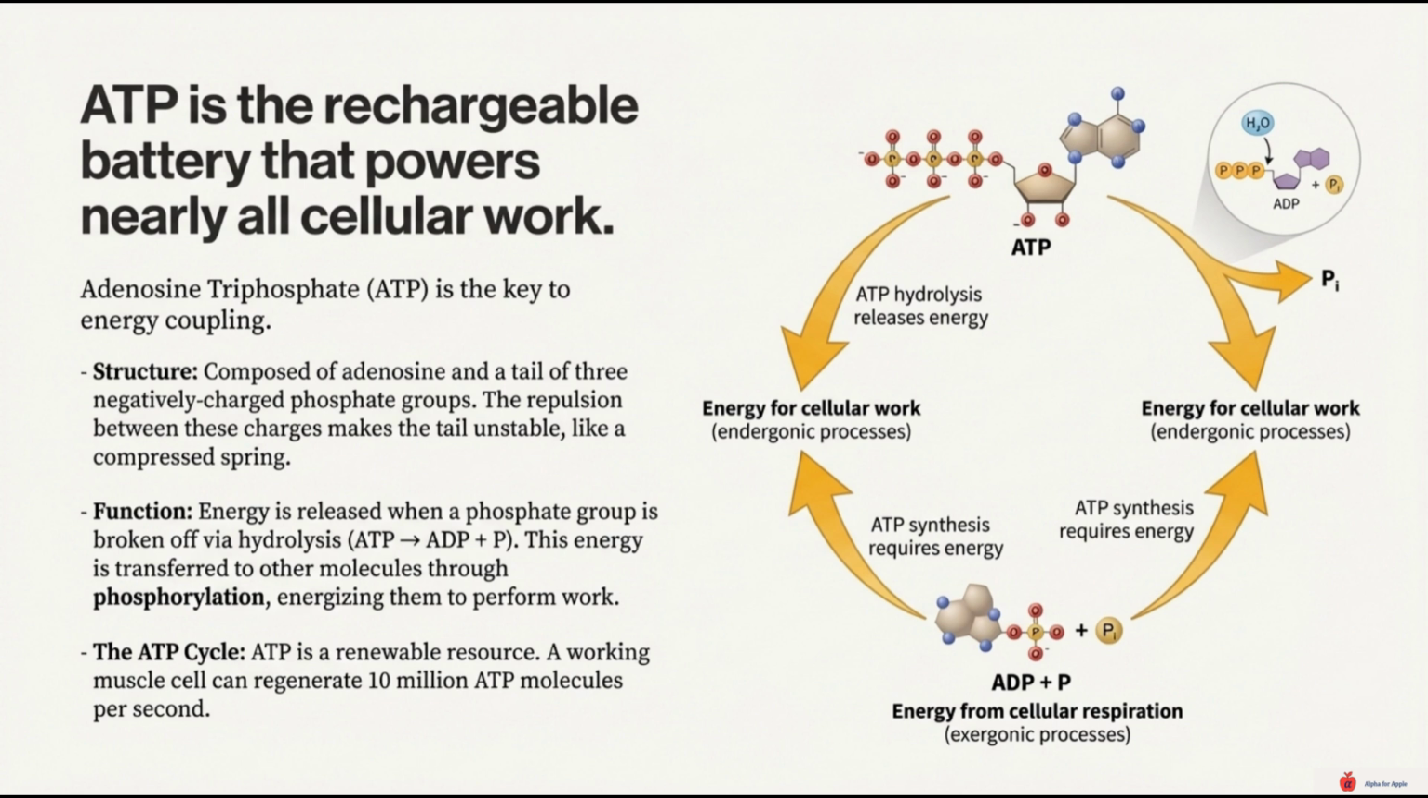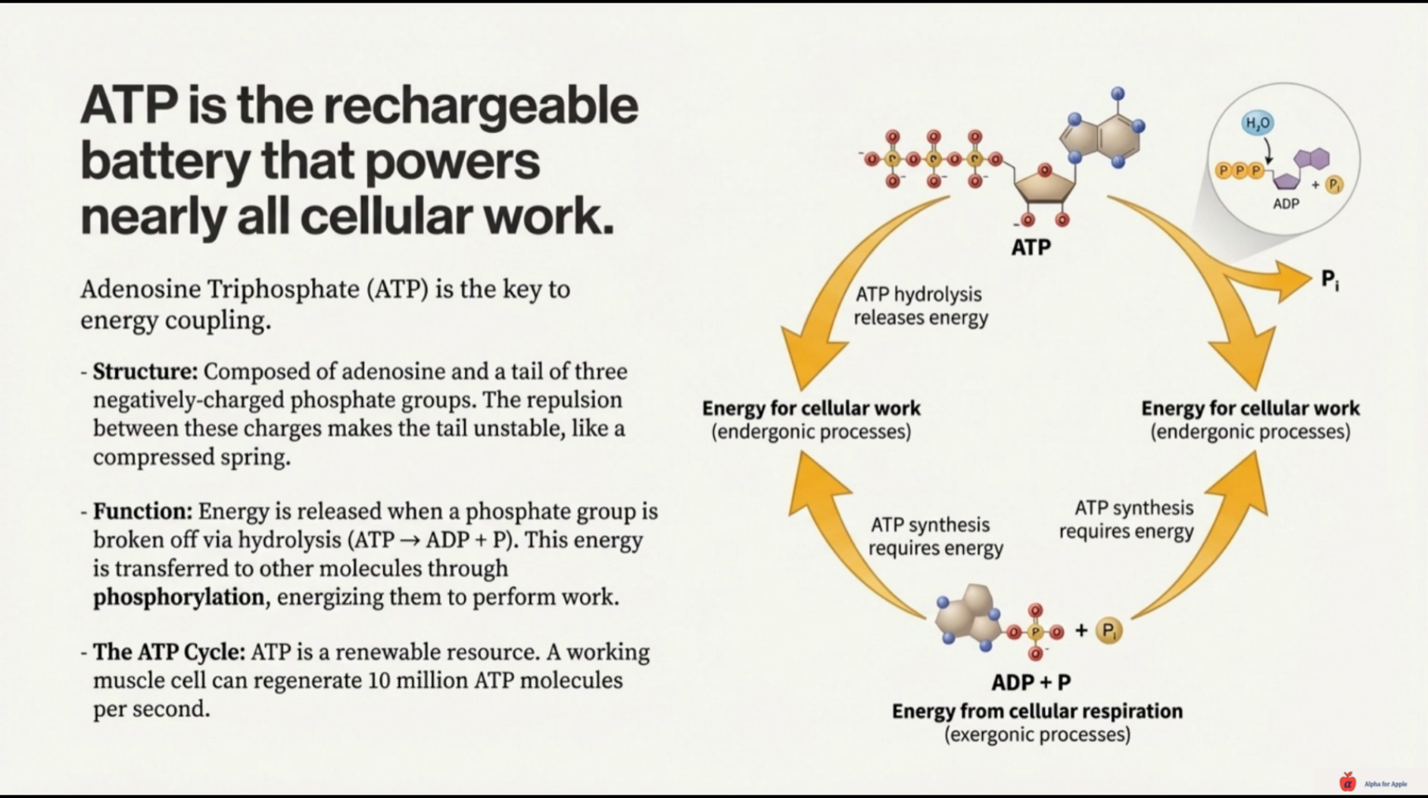ATP is made of adenosine and a tail of 3 phosphate groups. And each of those phosphate groups carries a negative charge. And like charges repel. Exactly. So those charges are all crowded together, desperately repelling each other. You can think of it like a highly compressed spring just packed with potential energy. And that energy gets released when the final phosphate bond is broken. ATP becomes ADP plus a phosphate group.